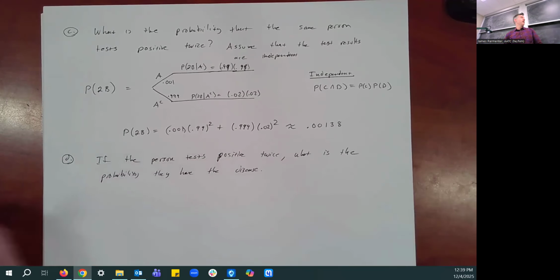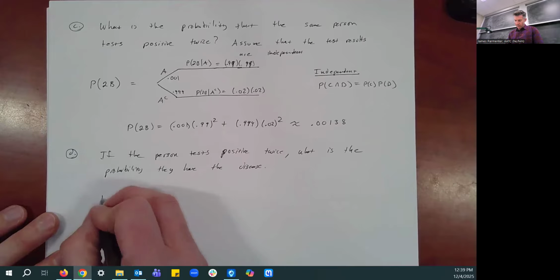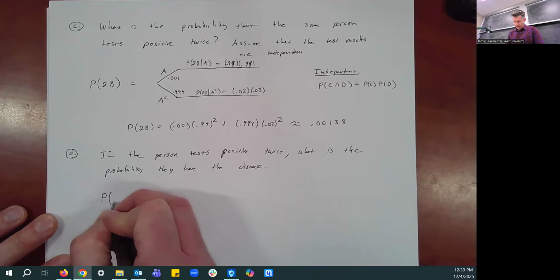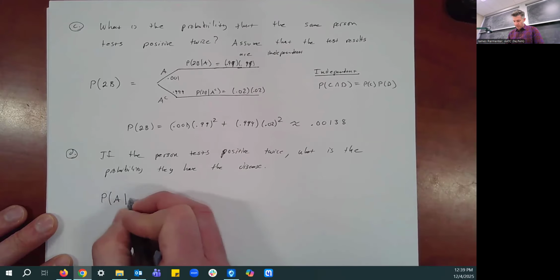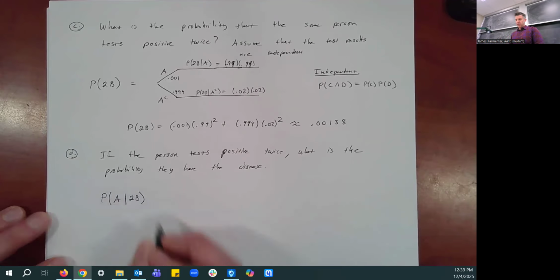So really, it's kind of the same thing we did before. In fact, this is why we did this part here, so that we don't have to work through all the gross part of it. Here's what we're looking for: the probability of having the disease given two positive tests.